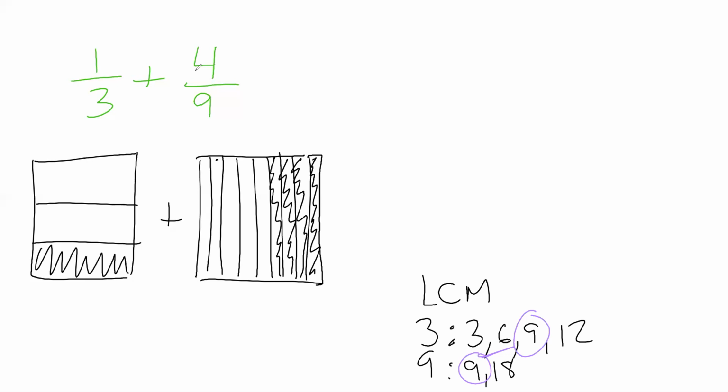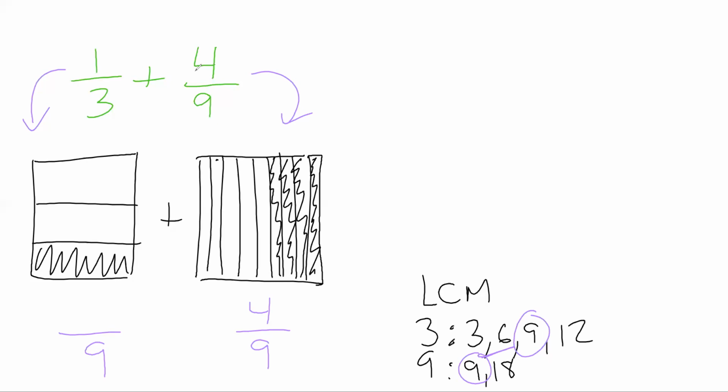Okay, so this is going to work out pretty good because then I don't have to change 4 ninths. It's already ninths. That's what I wanted. So this can stay as 4 ninths. This one, on the other hand, 1/3, I got to change so that the denominator says ninths.